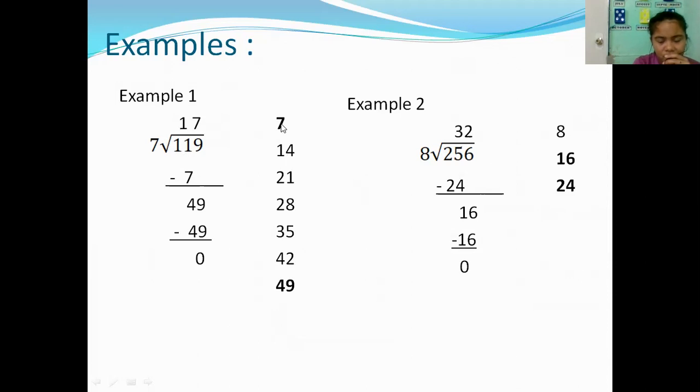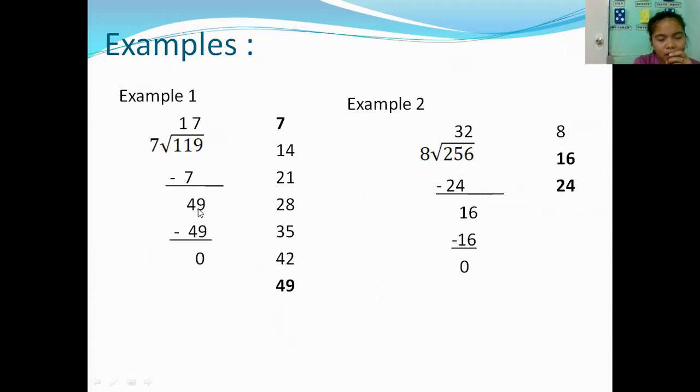So 7 is in the first place, so we write 1 here. Then we are going to multiply 1 times 7, that is 7. So subtract 11 minus 7 is 4, then bring down 9. So we have here 49.